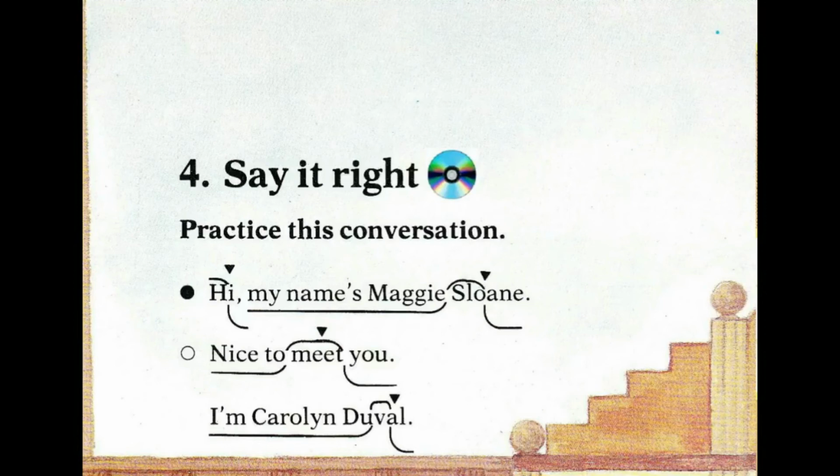4. Say it right. Practice this conversation. First, listen to the conversation. Hi, my name's Maggie Sloane. Nice to meet you. I'm Carolyn Duval. Now listen to the conversation again and repeat each line.